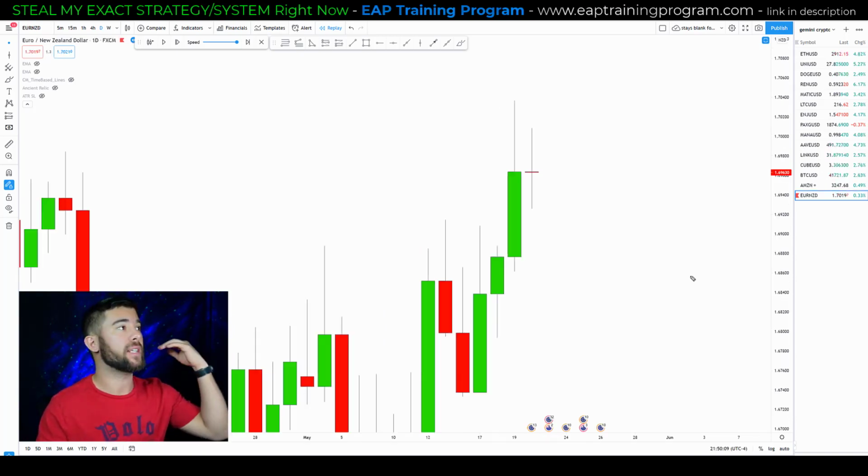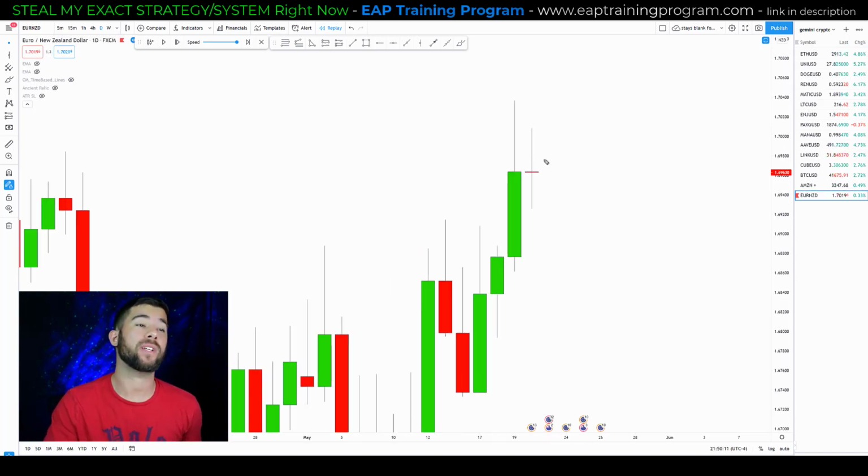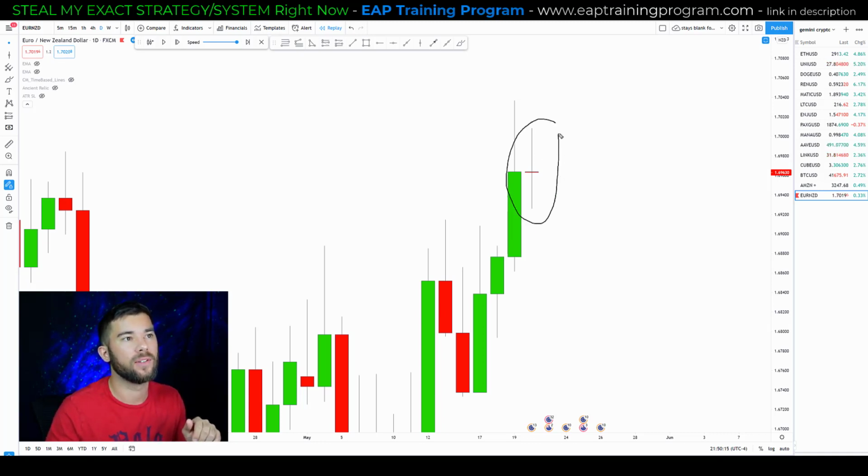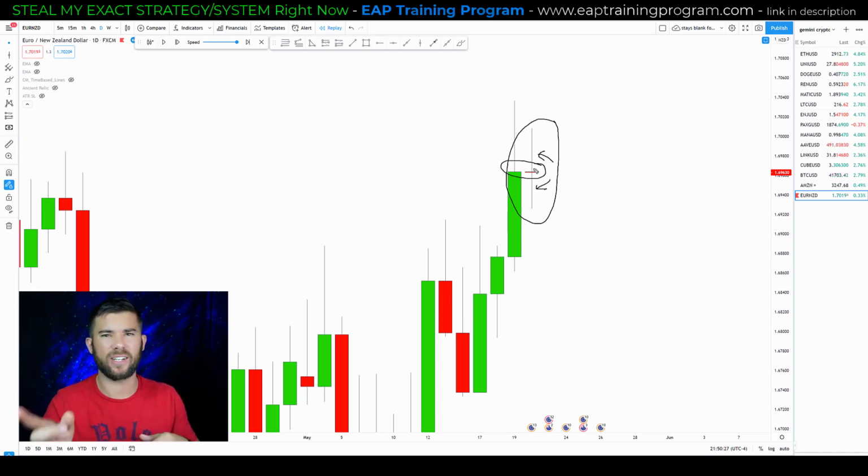Here we are on the daily chart of the Euro New Zealand, and what you see on this chart is an indecision candle. What these look like is they have, no matter the size of the wicks or the body of this candle, similar wicks to the top and to the bottom with a small body. The body does need to be small, but all we're looking for, no matter how big the wicks are, is that they are similar in size.